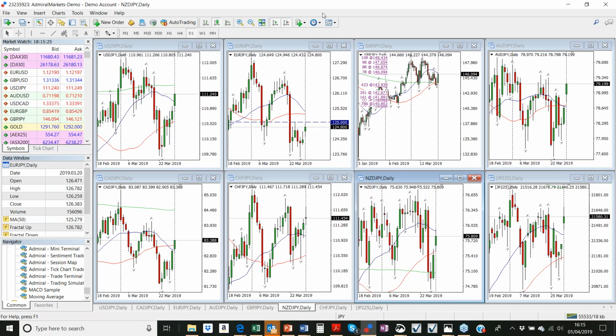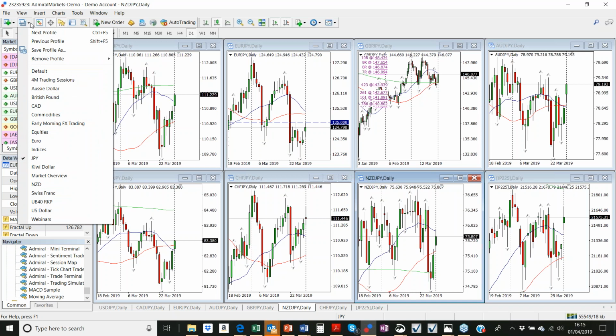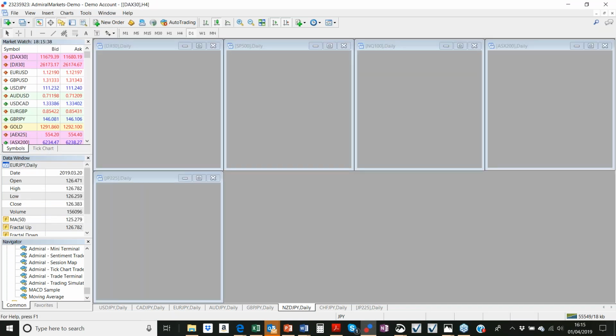Okay, so here we are. This is the Admiral Markets MT4 Supreme Edition that I have access to, and as I said, we're going to show how we set up particular profiles. Now, I think last week we looked at indices. I'm just going to quickly start there with our indices.